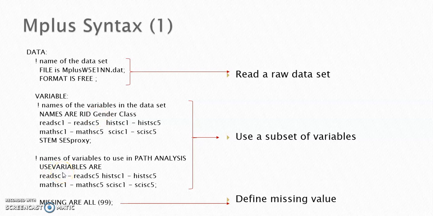If you only use a subset of the variables in this analysis, list the names of the variables you are going to use following the subcommand use variables R. In this example, 5 variables are not used, including the RID, gender, class, STEM, and SES proxy. And they are excluded from this list. The next line, missing are all 99, is for you to tell Mplus how you coded the missing data. Remember, I coded all missing values as 99.